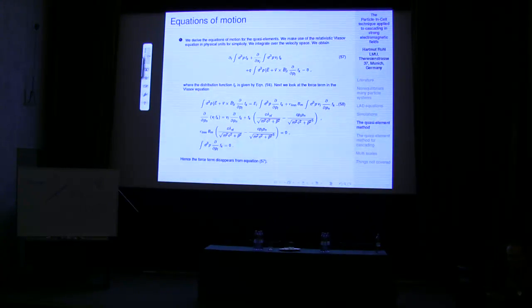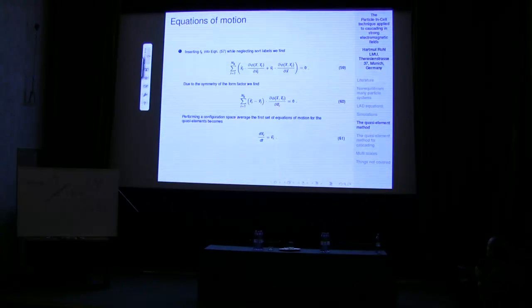Okay, and now how do we derive the equations of motion? So here's a classical equation. You see it's simpler than the equations for cascading. There's no such term. And the first thing to do is we integrate over momentum space. So that's what I made up here. And then you see that the force term, the Lorentz force, disappears. So the only thing we get is this equation 57 on the upper part. And plugging in the distribution function leads to equation 59.